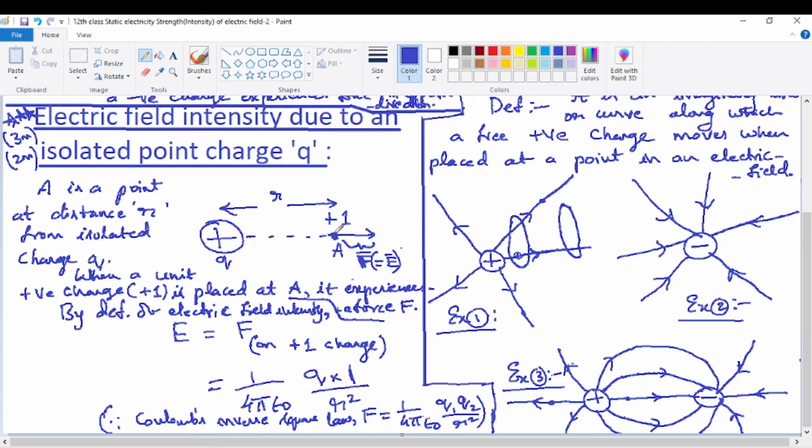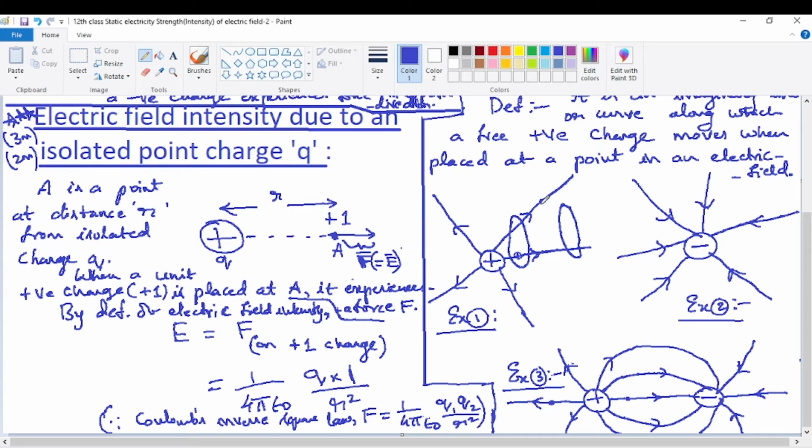Observe the cursor. At this point A in the electric field near this charge Q, we're putting a unit positive charge. The force acting on the unit positive charge is a repulsive force. That force itself is the electric field. So always, when a positive charge is placed at a point, in whatever direction the force acts on the positive charge, that itself gives the direction of the electric field.